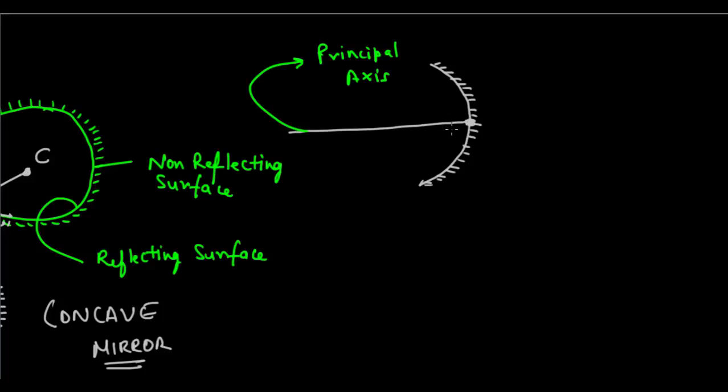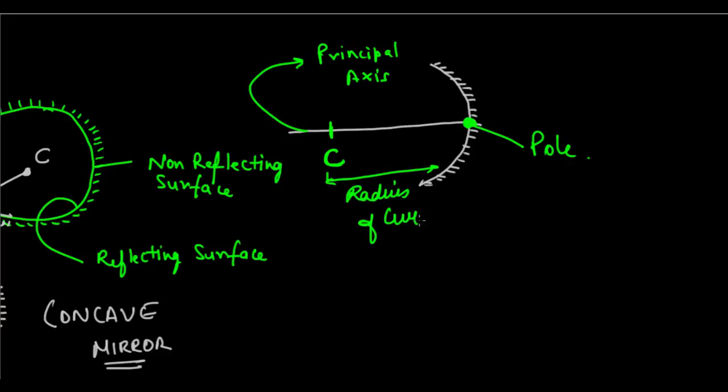This point, the midpoint of the mirror at which the principal axis intersects, is called the pole of the mirror. Now, suppose there is this C here, that is, this is the center of curvature. So this distance will be the radius of curvature.